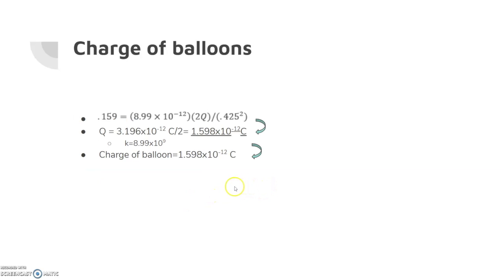For the calculations, we had to find the charge of each balloon. So we have the force, 0.159 newtons, equals K, which is 8.99 times 10 to the negative 12th, 2Q for the two balloons, over the distance squared, which is 0.425 meters squared. And then you solve for 2Q, which we got 3.126 times 10 to the negative 12th, then you divide that by 2 to find each charge of the balloon. So each one was 1.598 times 10 to the negative 12th.